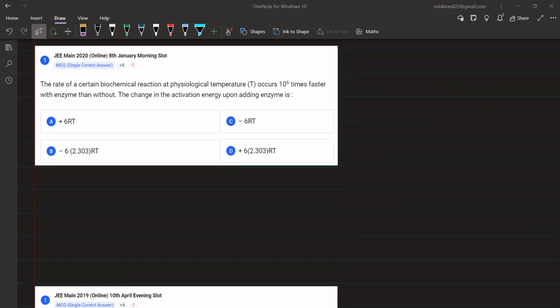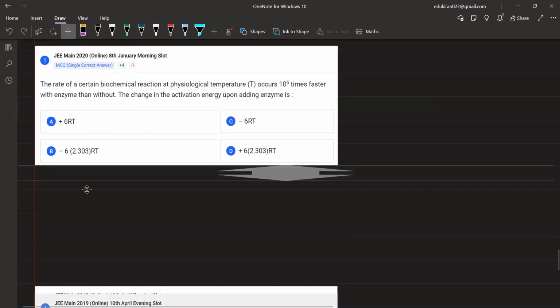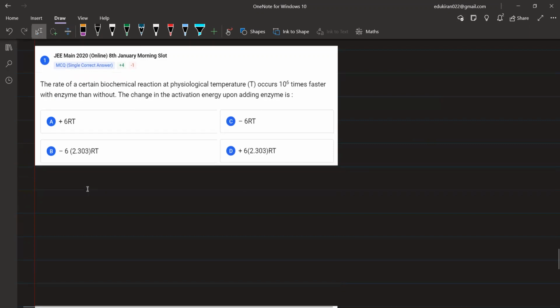Read the question. The rate of a certain biochemical reaction at physiological temperature T occurs 10 to the power 6 times faster with enzyme than without. Okay, so we have two things here. So if we have the enzyme, then it is 10 to the power 6 times faster. The change in activation energy upon adding the enzyme is. They are asking about the change in activation energy. Okay, so we'll again take two things.